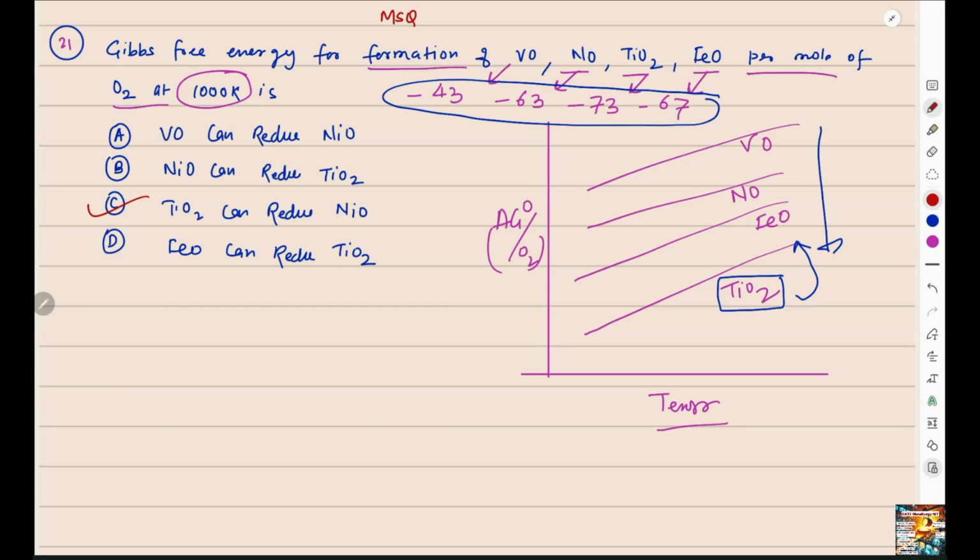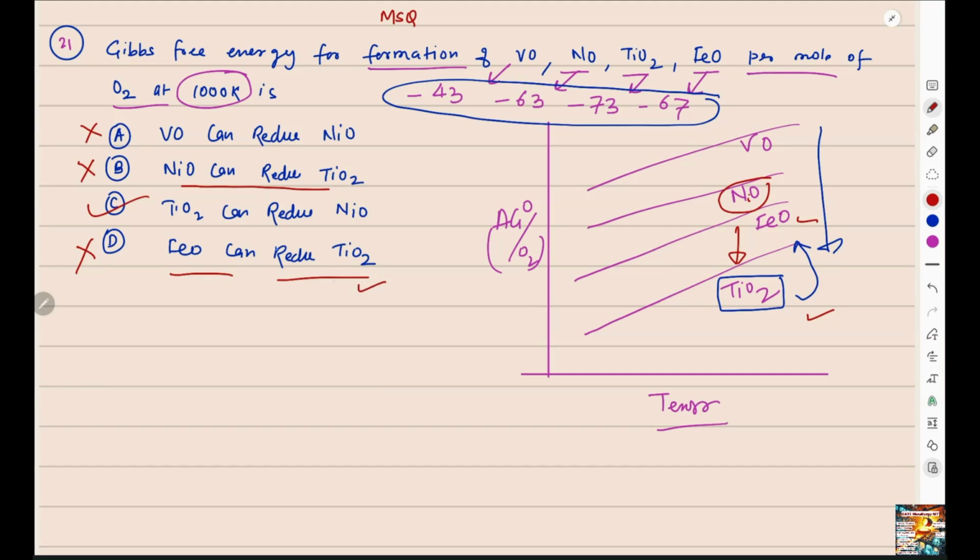VO can reduce NiO? No, VO is at the top, so it cannot reduce the bottom oxides. So this is wrong. NiO can reduce TiO2? Again NiO is here and TiO2 is at the bottom, so it cannot reduce. So this is also wrong. FeO can reduce TiO2? Again FeO is at the top and TiO2 is at the bottom, so this is also wrong. FeO cannot reduce TiO2.